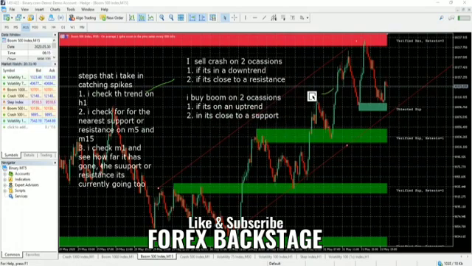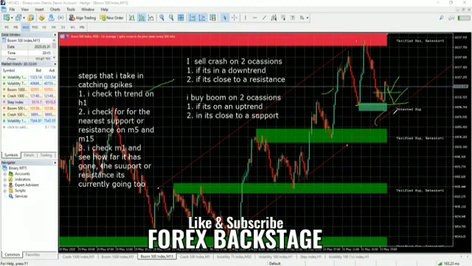I will check for my support. See, where is my support on M15? This is my support on M15. Can you see? This is my support, or here, those are my supports. So I expect this market to come here, then spike up, or come down here, then spike up, because it's on an uptrend, so I expect it to spike up easily.